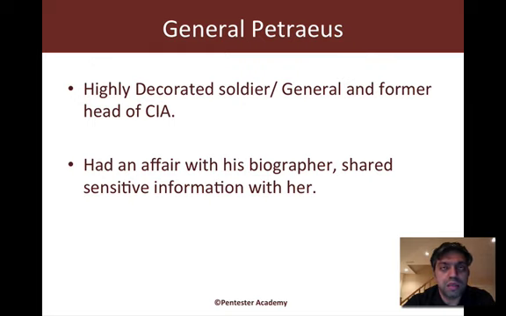So, General Petraeus was a highly decorated soldier, 4-star general, and former head of the CIA. And he was in the news for a scandal because he had an affair with his biographer and apparently shared sensitive information with her.